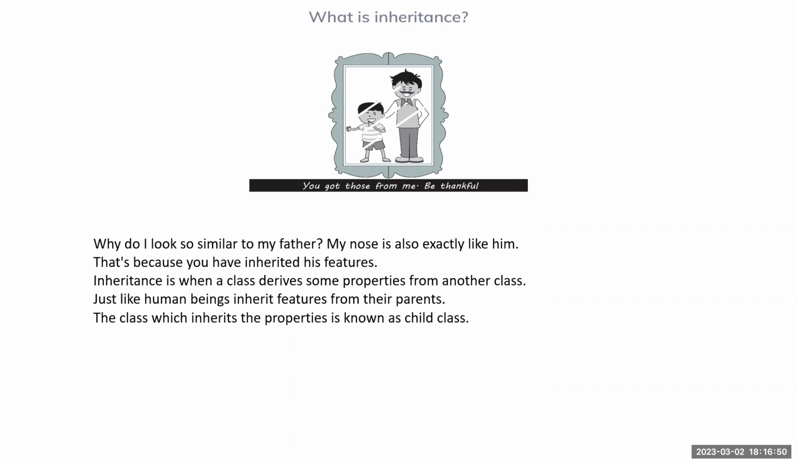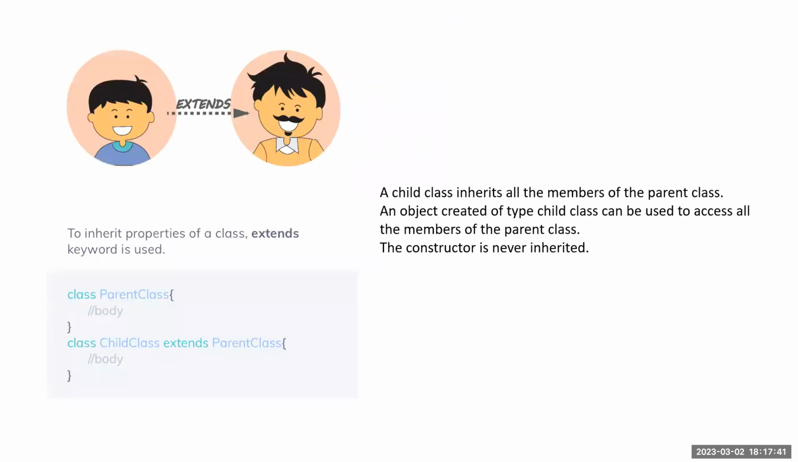So if we implement this kind of concept in programming, what exactly does it do? There is a class A and a class B. If you want to utilize whatever you have in class A, you can directly utilize it in class B by inheriting class A into class B. Whenever you inherit something, the main class is called the parent class, and the class which inherited some properties from class A is called the child class.